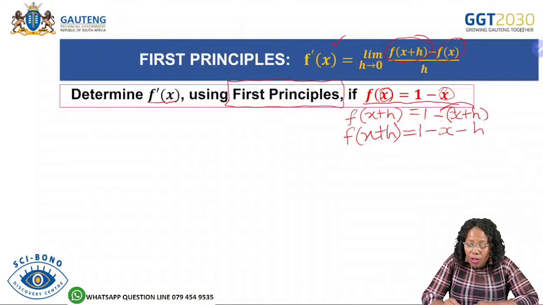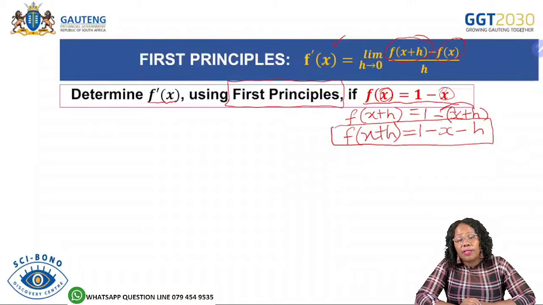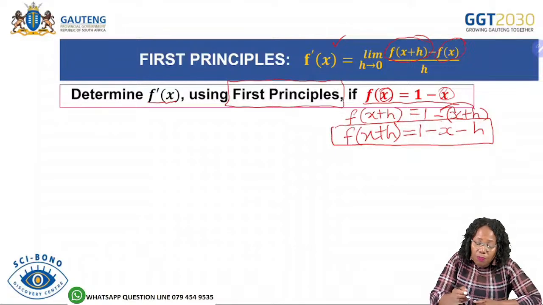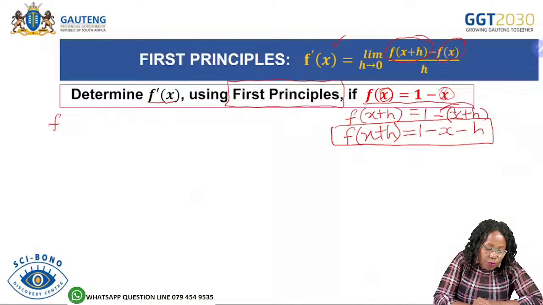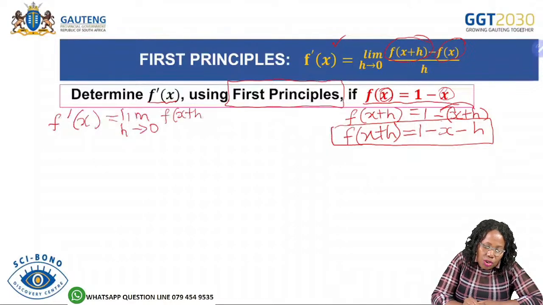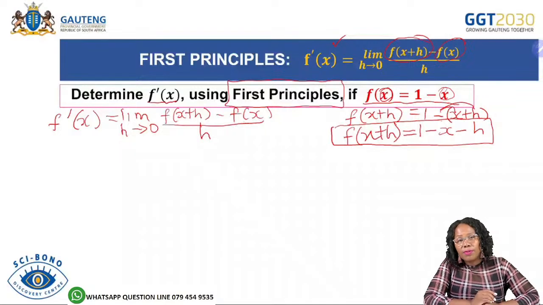If you look at that, you don't have any like terms, that means the whole thing will be our f at x plus h. After determining the f at x plus h, we now move to the formula. F at x, the formula is at the back of your question paper. Please ensure that you copy the formula correctly from the formula sheet. That is f at x plus h minus f at x all over h. And then from there we substitute.